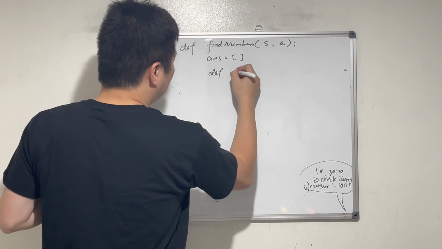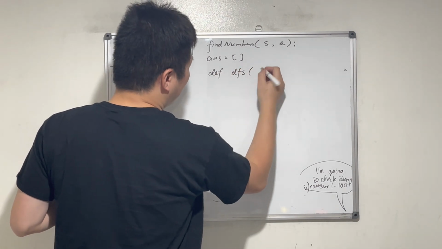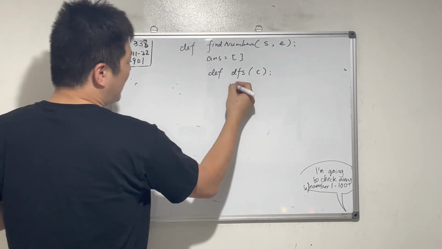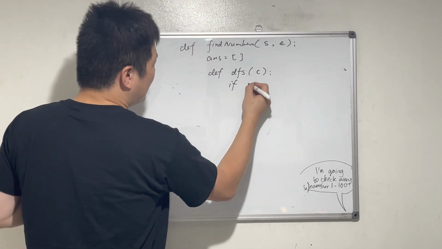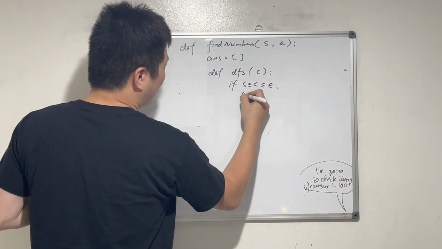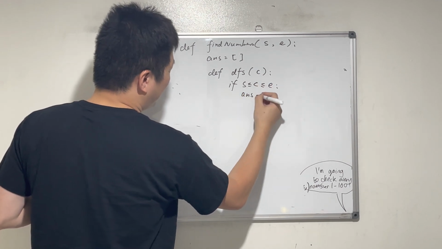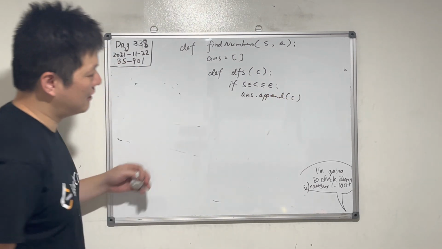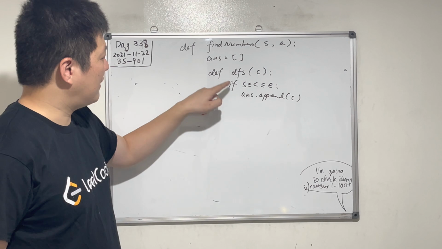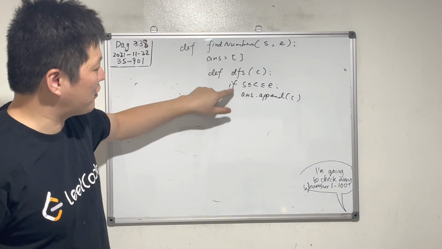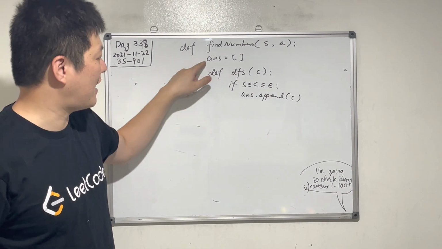So define breadth search, and let's say the current number is C. If C is bigger than s and smaller than e, then we append this number. Append C. Because this answer is non-local to this function, we have to declare it as nonlocal answer.